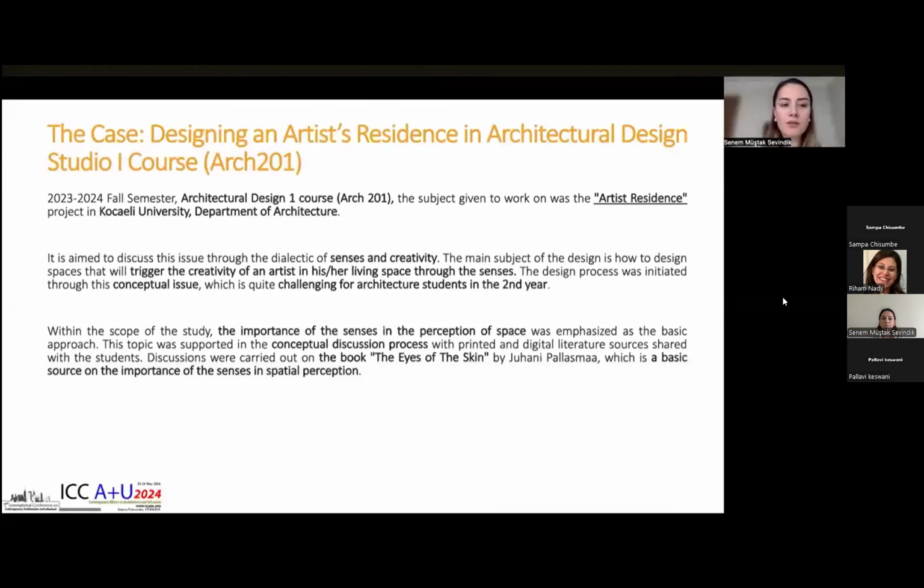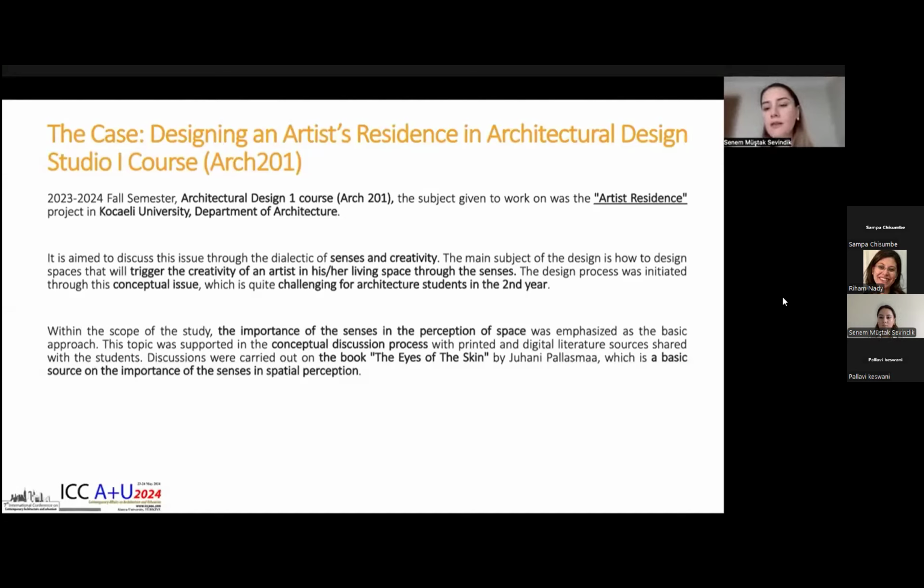In the 2023 and 2024 fall semester architectural design studio one course, the subject given to work on was the artist residence project in Kocaeli University Department of Architecture. It aimed to discuss this issue through a dialectic of senses and creativity.